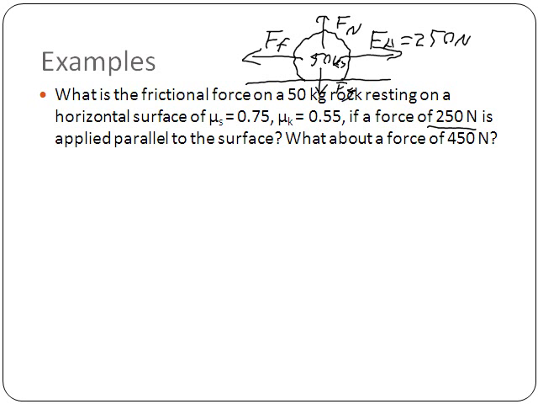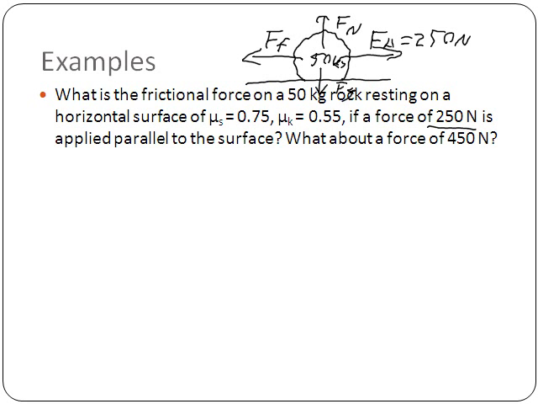So what is the frictional force on a 50 kilogram rock resting on a horizontal surface with these values, if a force of 250 newtons is applied parallel to the surface? Now, we don't know if this rock is moving or not. It's possible that this force of 250 newtons is not sufficient to make the rock move, in which case it's static friction. Or it's possible this is enough to make it start moving, in which case it's kinetic friction. Since we don't know, we want to start off with static friction first.